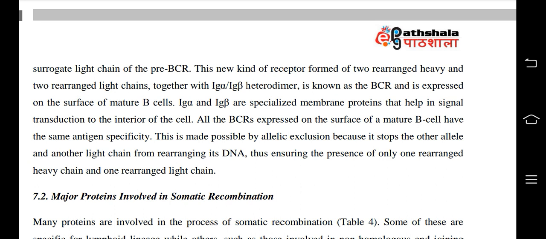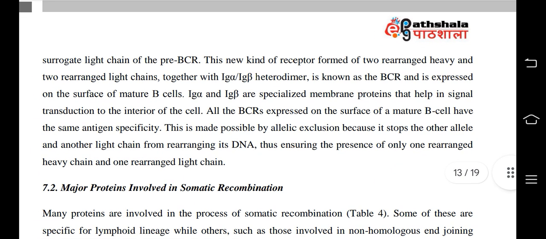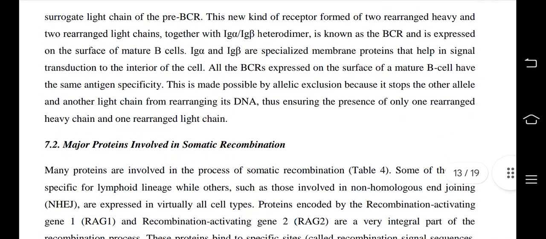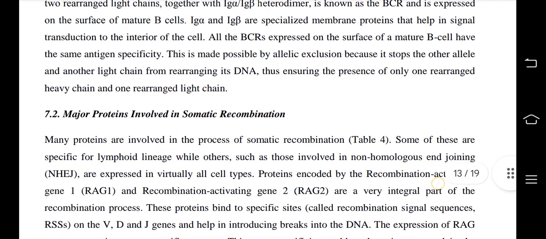Ig alpha and Ig beta are specialized membrane proteins that help in signal transduction to the interior of the cell. All the BCRs expressed on the surface of a mature B cell have the same antigen specificity. This is made possible by allelic exclusion, because it stops the other allele and another light chain from rearranging its DNA, thus ensuring the presence of only one rearranged heavy chain and one rearranged light chain.